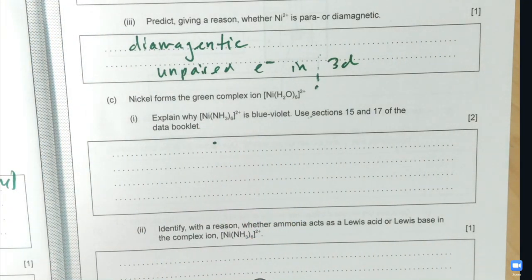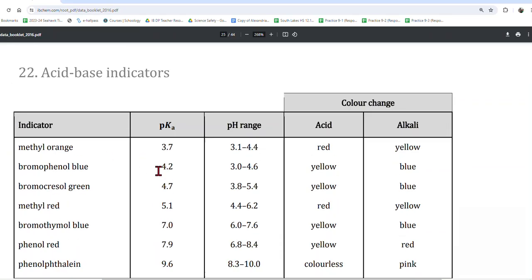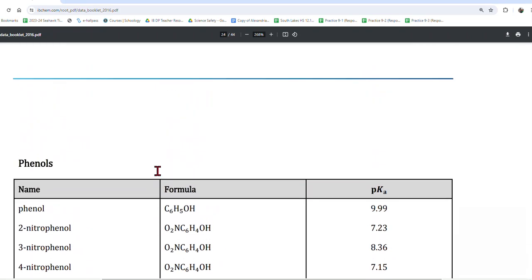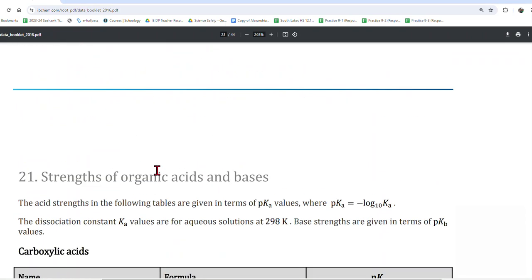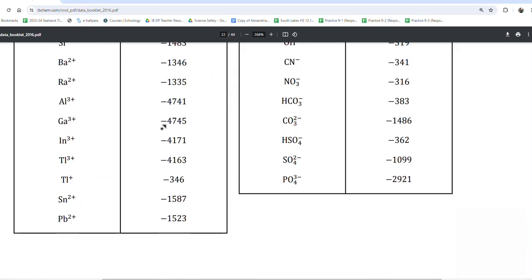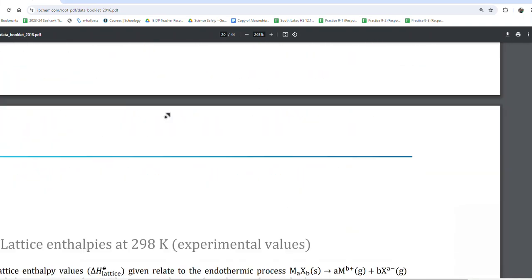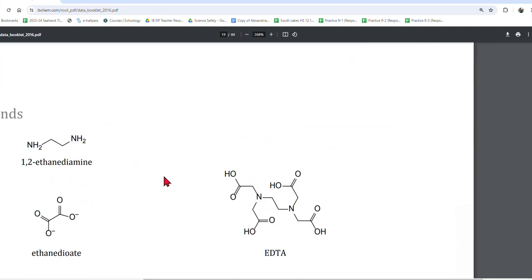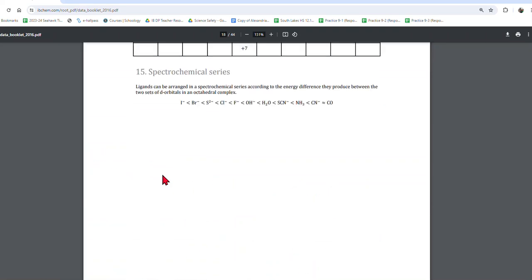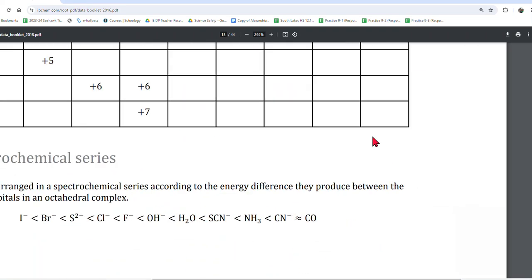All right, so what do we do here? We changed the ligand. I just like to say the word ligand. There's 17. Did we overshoot 15? No. All right, so really tiny. There's the spectrochemical series. Notice how there's ammonia, there's water.